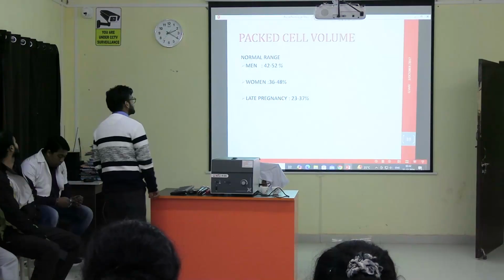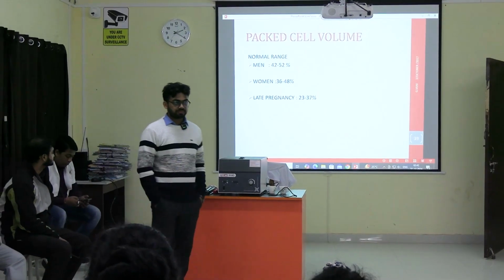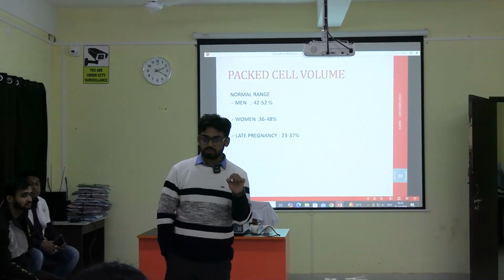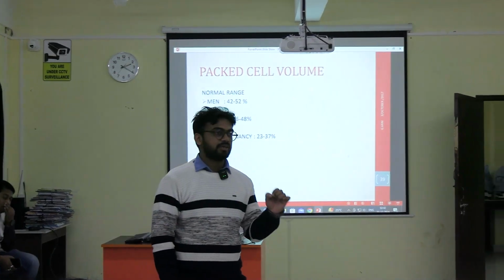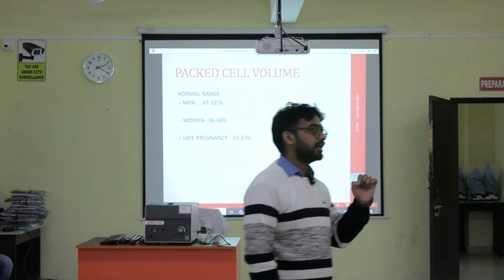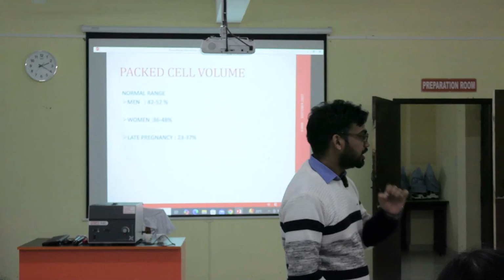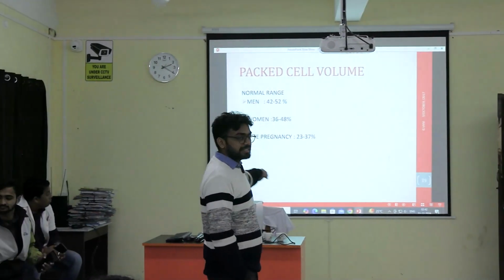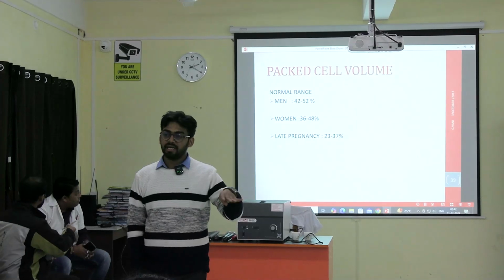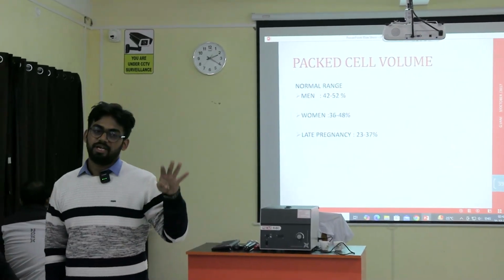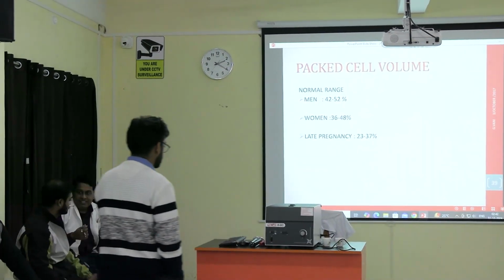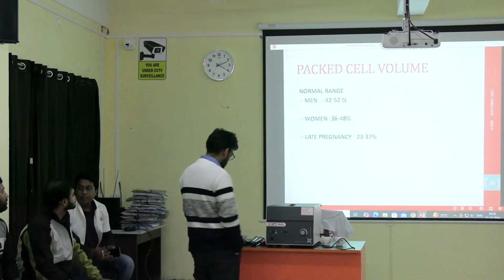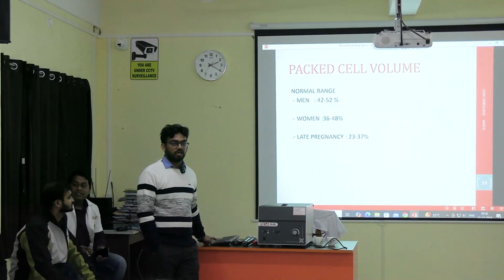Okay, this is the normal range. The specific range is written in the books. Somewhere it's written 45%, somewhere 42 to 48% for men. For females, it's a bit lower. And I told you in pregnancy it's a bit lower. Why? Again I'm asking, why? Hemodilution. Got it?